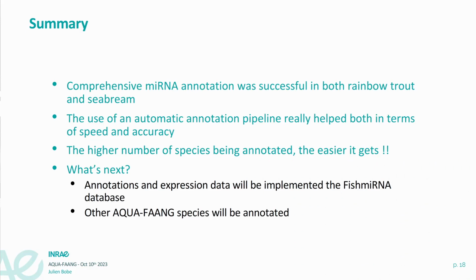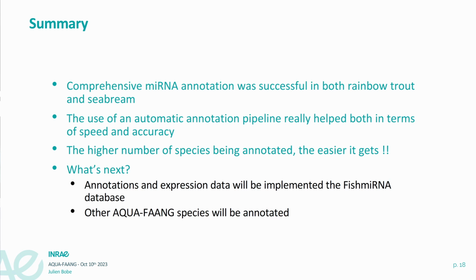Okay, so maybe that was a little bit too short, but we'll have some more questions. But in summary, we've provided a comprehensive microRNA annotation. Well, we succeeded in both rainbow trout and seabream. It took us some time to develop this automatic annotation pipeline, but it really helped both in terms of speed of the process. At the end, it's super fast to do it. You run it, and then, one day of work, pretty much you have, I would say, a decent annotation. And also, in terms of accuracy, of course, when it's automatic, you lower the chance of making mistakes.